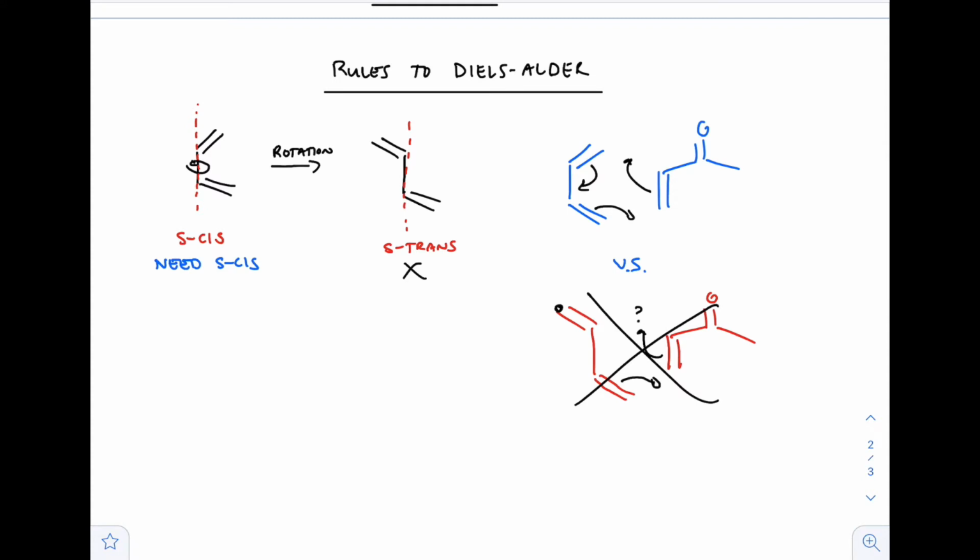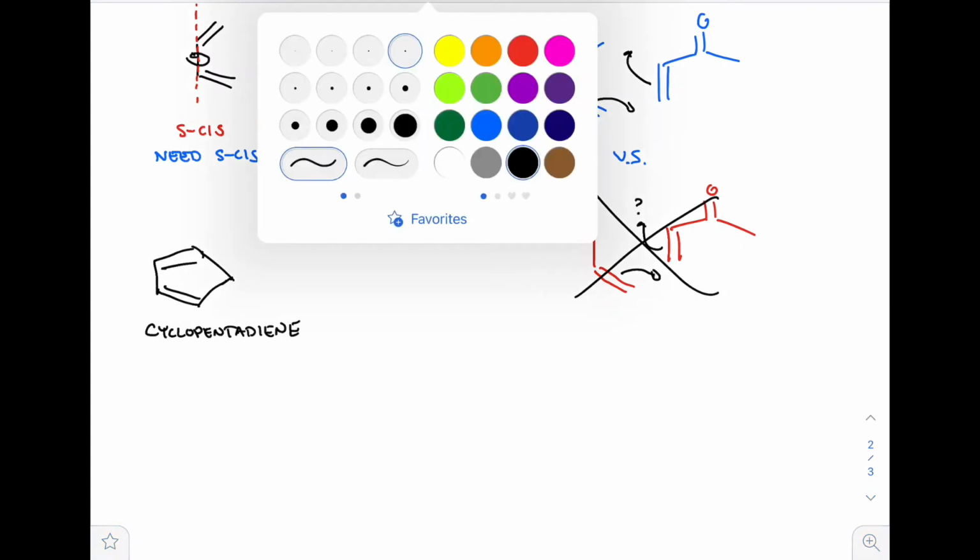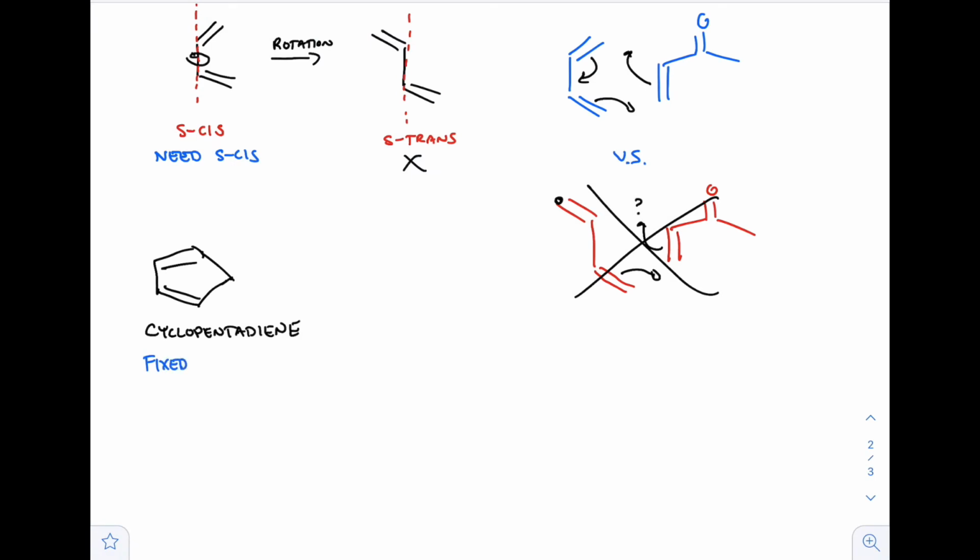And good thing that the rotation about that sigma bond is nice and easy. However, you can have them when they're fixed and there's no bond rotation at all. So like cyclopentadiene. Here, it's a 5-membered ring, and we do have that conjugated diene system in here, and it's fixed in the S-cis conformation. That makes this guy super reactive, okay?